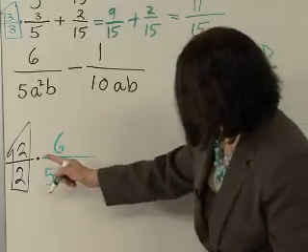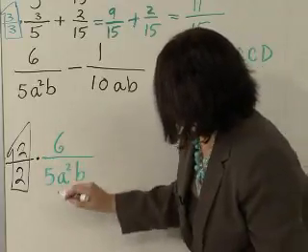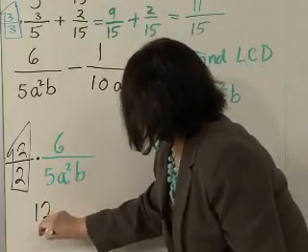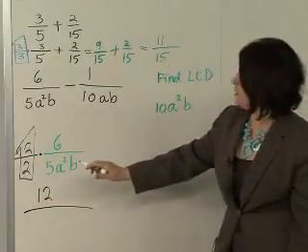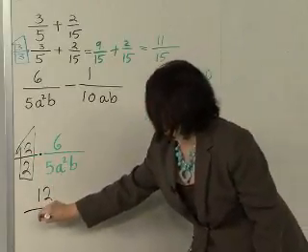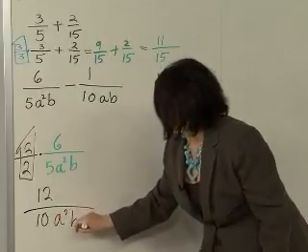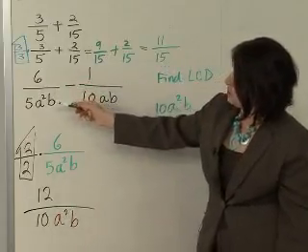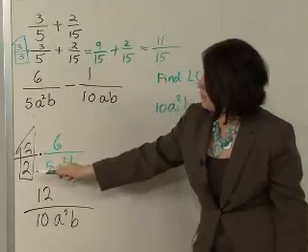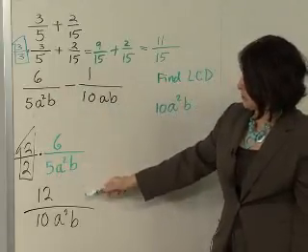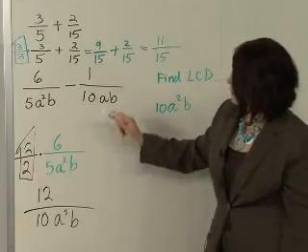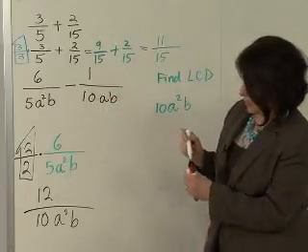And so this is going to give me 2 times 6 is 12 over the LCD, which is 2 times 5a squared b is 10a squared b. So I took the first fraction, multiplied top and bottom by the number 2 to get the LCD, which is 10a squared b. And now I need to do the same thing for the second fraction.